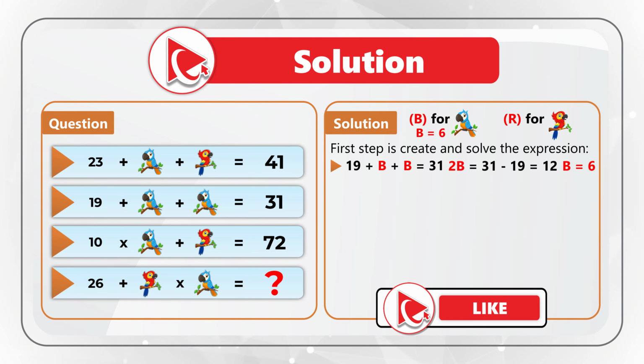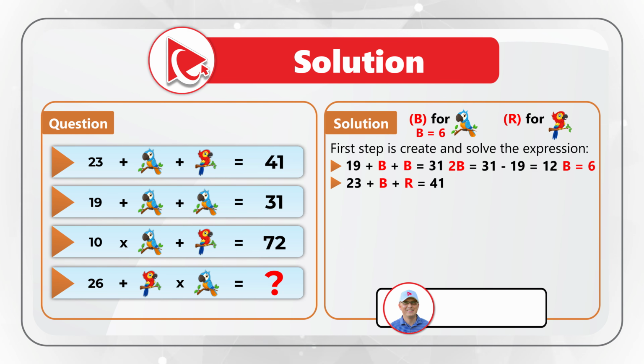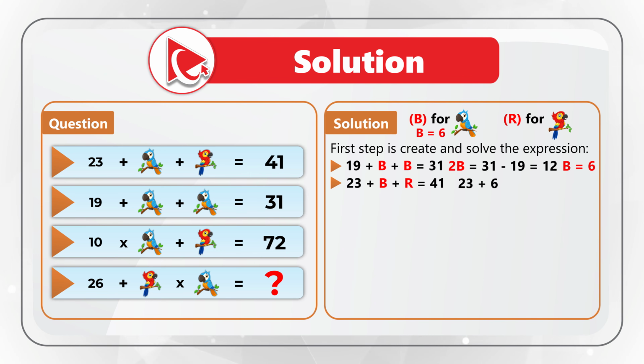Knowing the value for blue parrot, we can solve the first expression. 23 plus B plus R equals 41, which means that 23 plus 6 plus missing variable R equals 41. After the calculations, R equals 41 minus 29 equals 12. Technically, we don't even need a third expression, because having the first and second expression allows us to solve both variables. But let's use the third expression to verify that our calculations are correct.